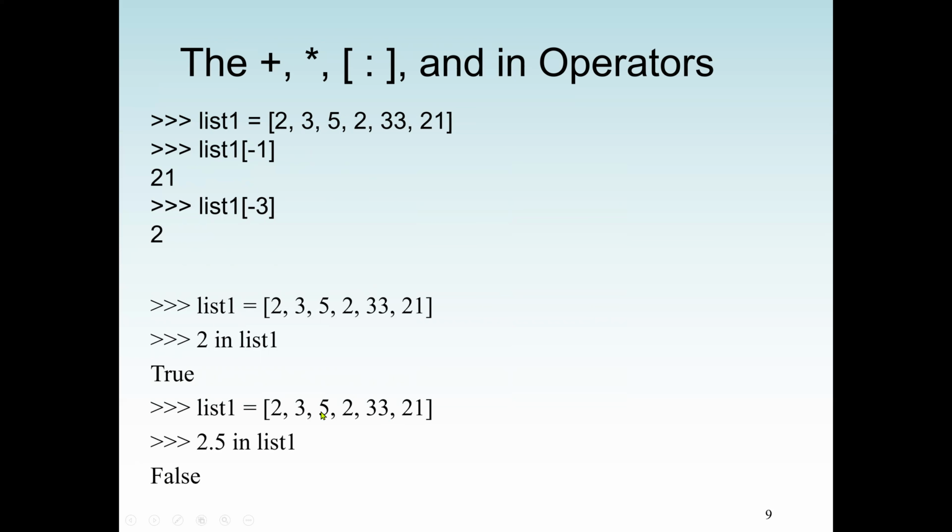We have 2 or 5. So in is checking whether the item is in the list. If it is, we get true returned. If it's not, we get false returned.